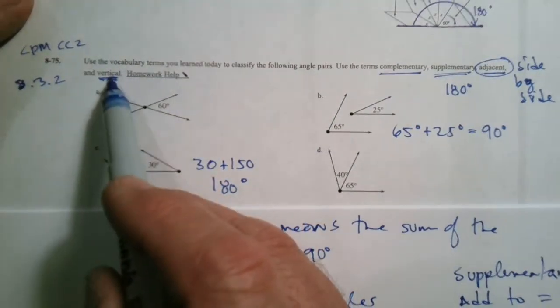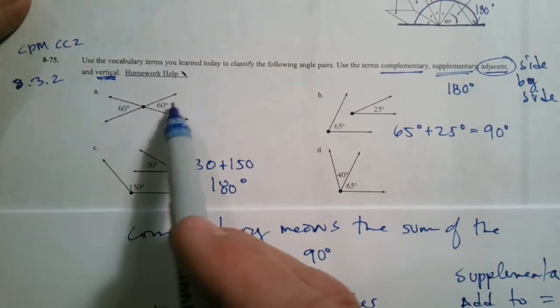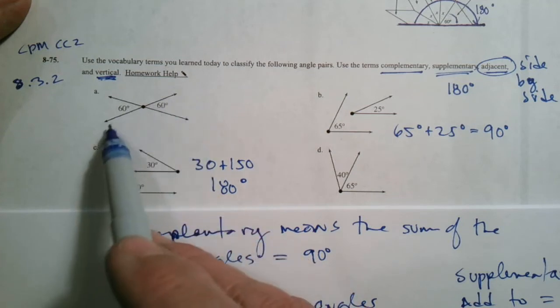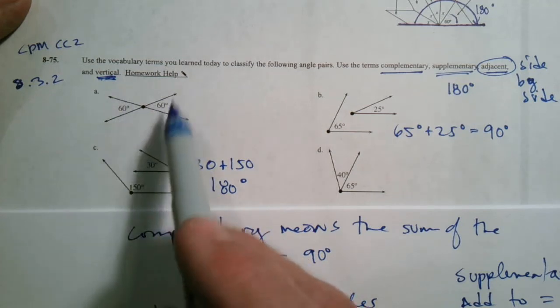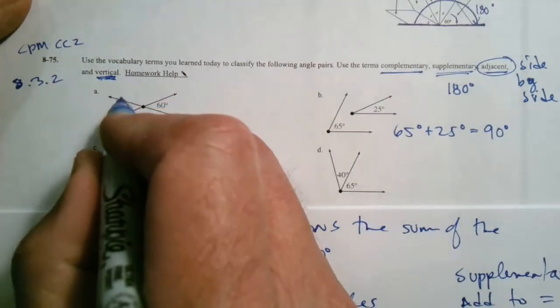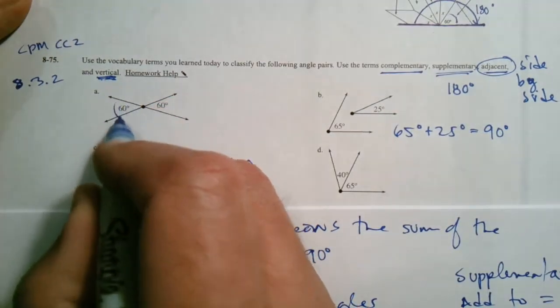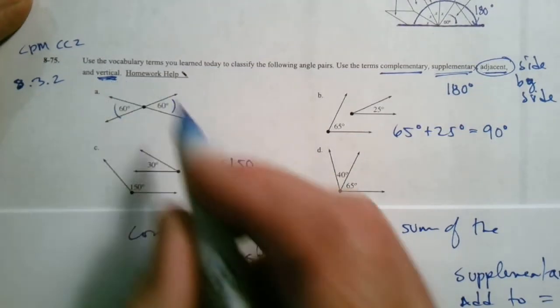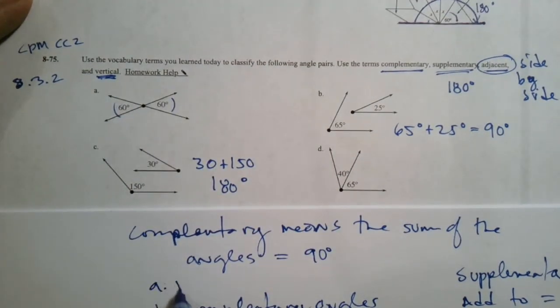So that leaves us this word vertical, and vertical angles are opposite each other. There's this crisscross, two lines that cross together, two straight angles that intersect. So vertical angles are always equal, and that's what we see here. We have 60 is equal to 60. So A, we would say, are vertical angles.